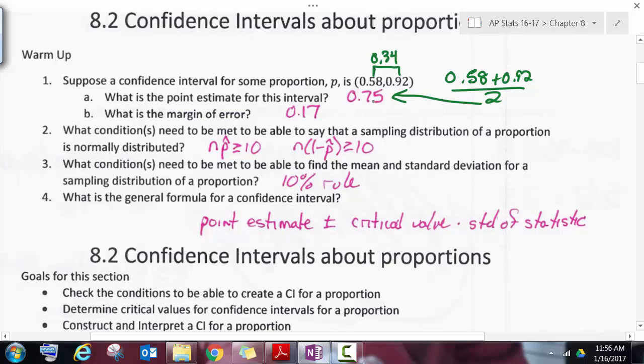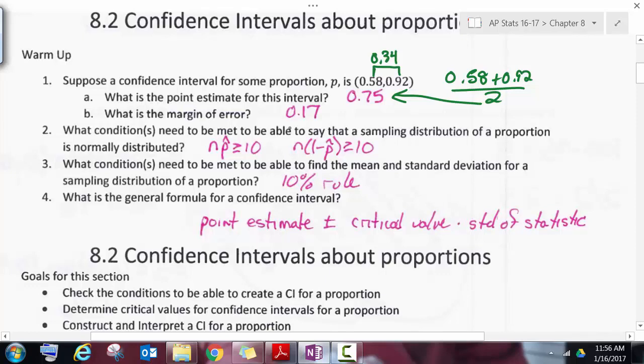It's the distance from the point estimate to the upper or to the lower. So we could have done 0.92 minus 0.75, 0.75 minus 0.58, or subtract the two boundaries of our confidence interval and then divide that by 2. We get 0.17. So that's our margin of error.